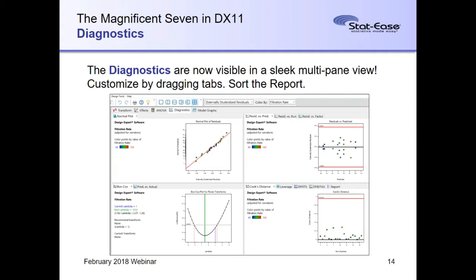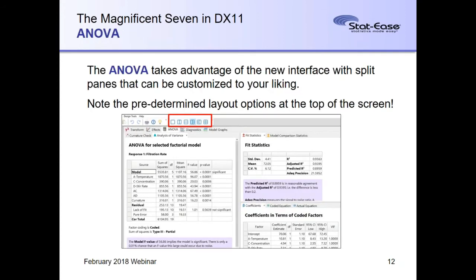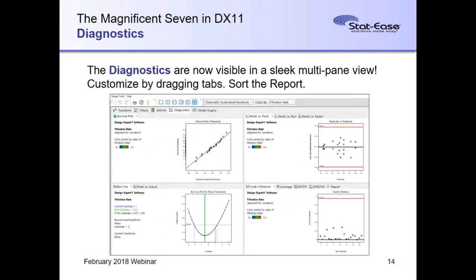Another feature we have built into Design Expert 11 because of the new interface, we also have the ability to sort reports. So you can sort the diagnostic reports that is on that lower right-hand corner, and you can also sort the ANOVA report. And this follows along with most of the reports in the evaluation table as well. So if you like to sort by outliers, by variance inflation factor, those types of things, that is now doable.